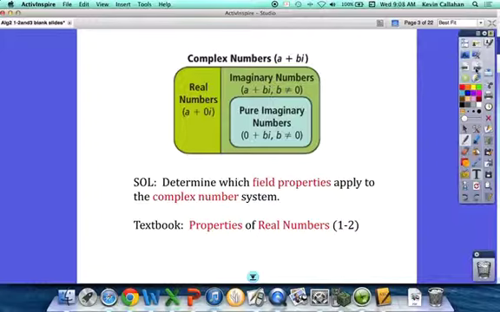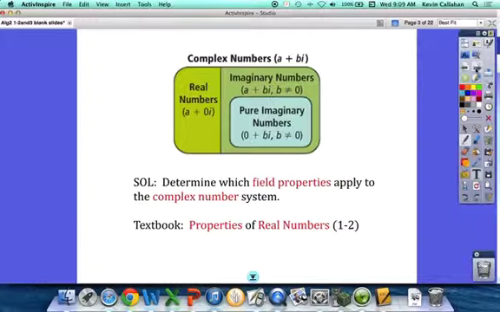Now, I'm going to bring up complex numbers, which is something we will get to when we get into the chapter on quadratics. For this reason, the SOL, actually, the one thing that we're supposed to get out of this first lesson is how to determine what they're calling the field properties of complex numbers. The only thing we have that addresses this are these properties of real numbers that we get in section 1-2. They're all the same anyways. But the SOL is really specific to what we would call complex numbers.